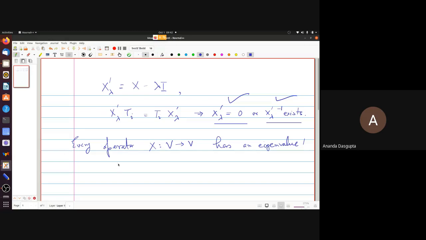Suppose instead of lambda you chose mu. Then x prime mu, if I presuppose that I know that x is lambda I, simply becomes lambda minus mu into identity, right? And lambda minus mu is not 0 because I've chosen mu to be different from lambda. So this is invertible. There is nothing wrong with this statement. There's nothing contradictory here. All we are saying is unless you choose lambda to be an eigenvalue, you cannot proceed further towards your proof.